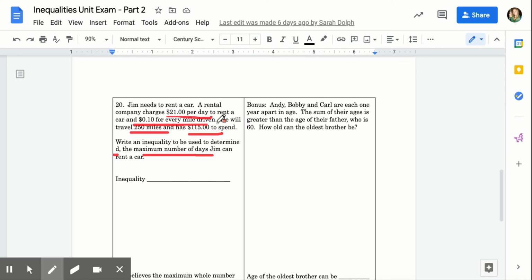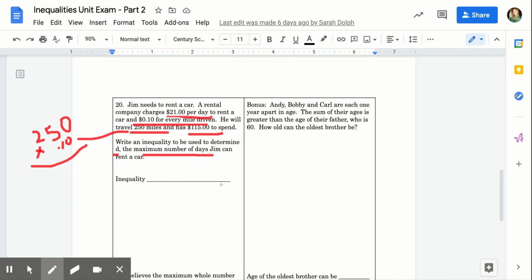And he has to pay 10 cents every mile. So over here, you do have to do a little more math. You know that he traveled 250 miles, so you have to multiply that by 0.10 to figure out the number that you have to put. So 21D plus what you got for this, and he only has $115 to spend, so he would have to spend less than or equal to that amount.